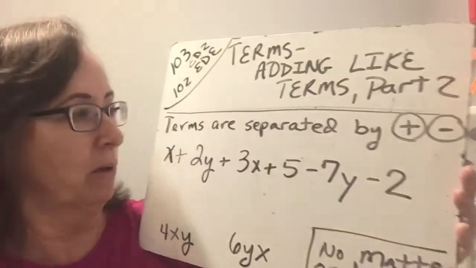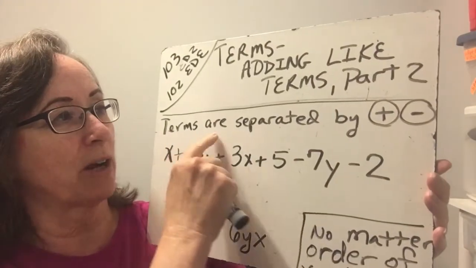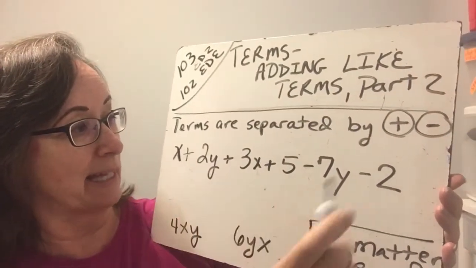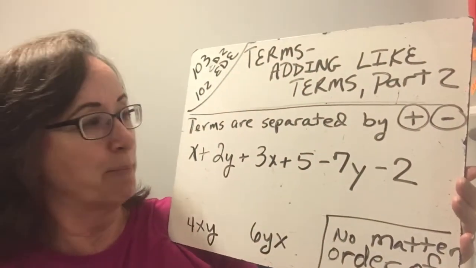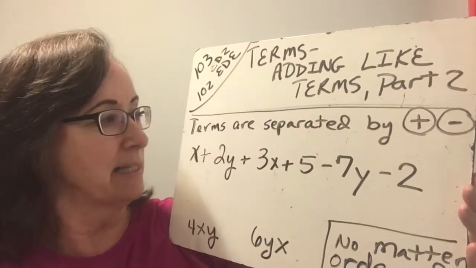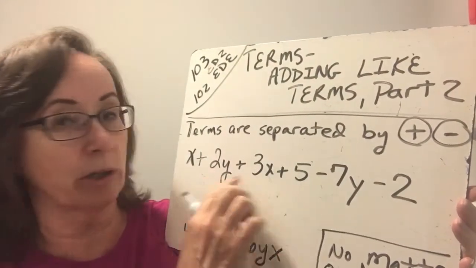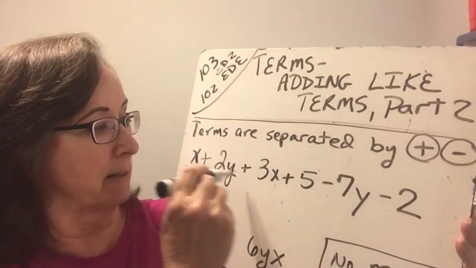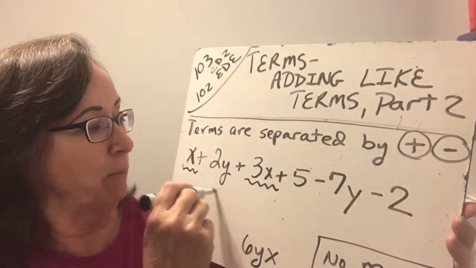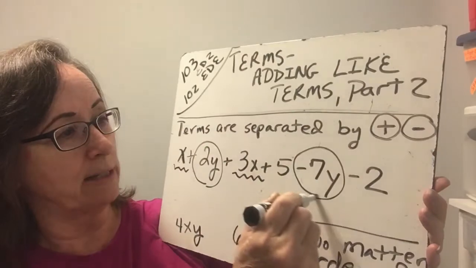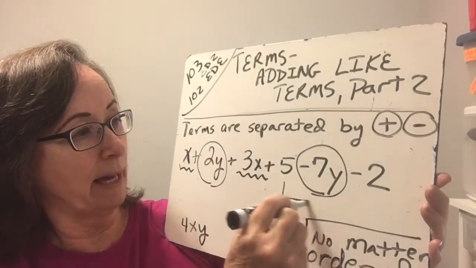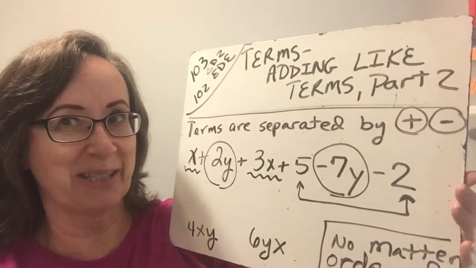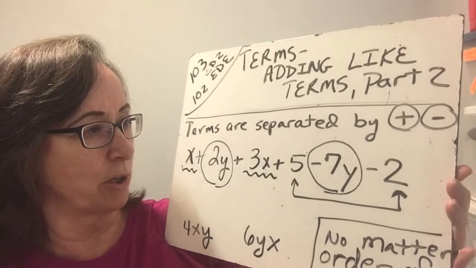So we know already from part 1 that terms are separated by plus and minus signs. When we have one like this, we have a lot of different terms, but can we combine some of those terms to make this a shorter statement? We have an X and an X, so we'll make a little squiggle under the X's. And we have a Y and a Y term. And then don't we have two constant terms? So we do have two of each type of term here.